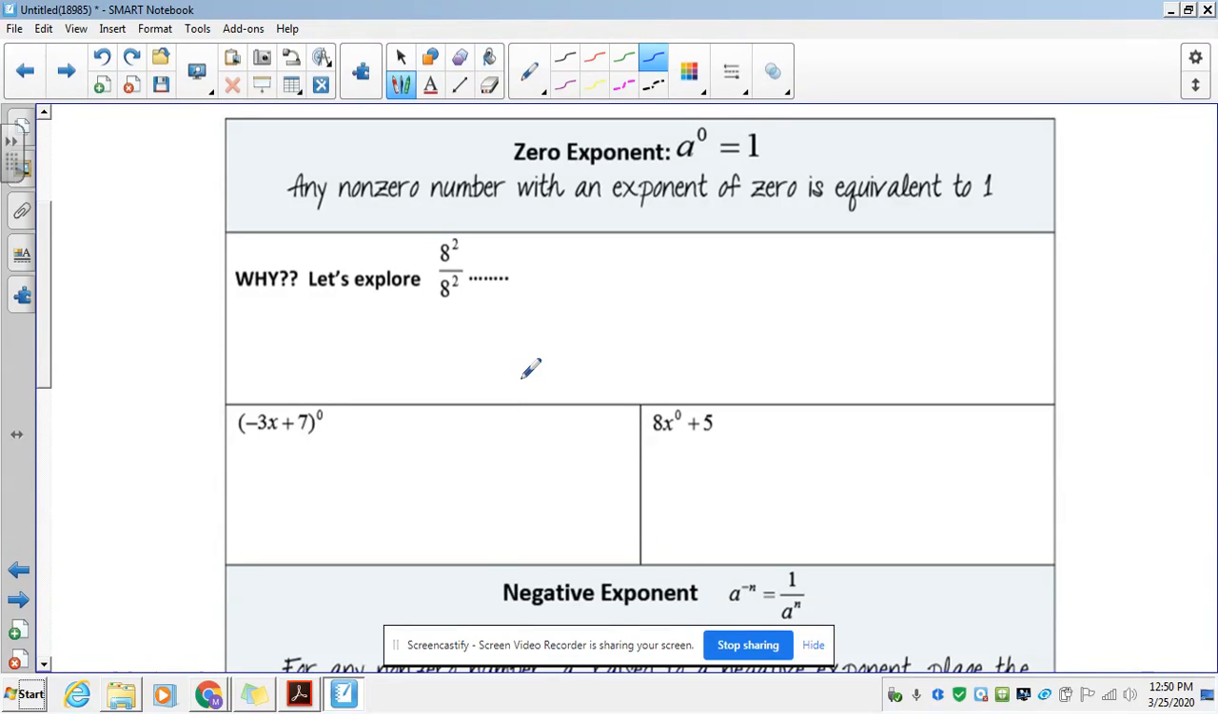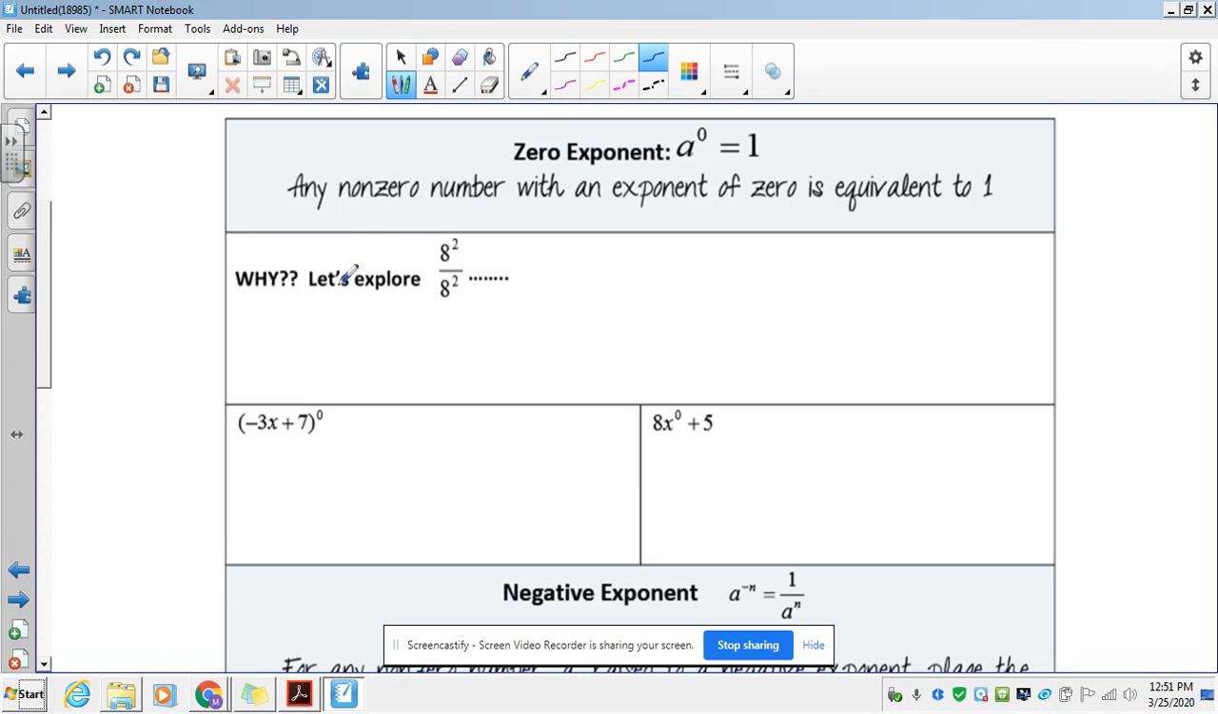The next rule is the zero exponent rule. The zero exponent rule is just saying when 0 is an exponent, anything to the 0 power equals 1. So I could have 1,000,000 to the 0 power, and it's still just going to be 1.